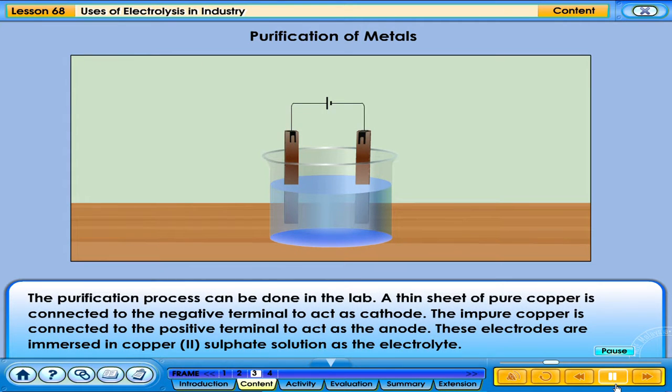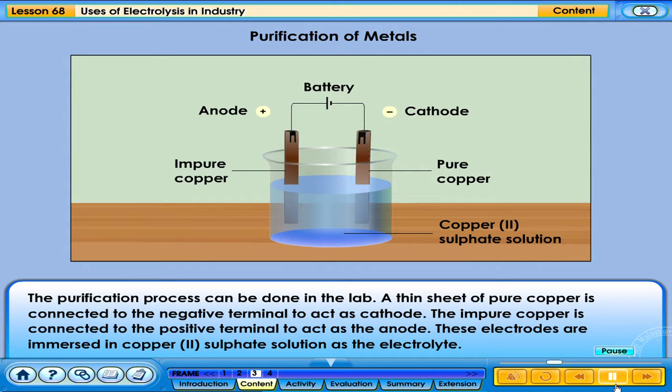The purification process can be done in the lab. A thin sheet of pure copper is connected to the negative terminal to act as cathode. The impure copper is connected to the positive terminal to act as the anode. These electrodes are immersed in copper(II) sulfate solution as the electrolyte.